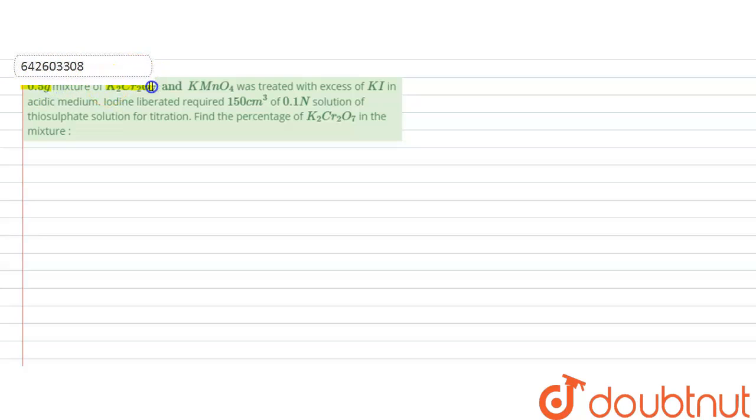Hello students, I am your teacher for this question, and the question is: 0.5 gram mixture of K2Cr2O7 and KMnO4 was treated with excess of KI in acidic medium. Iodine liberated required 150 cm³ of 0.1 normal solution of thiosulphate solution for titration. So find the percentage of K2Cr2O7 in the mixture.